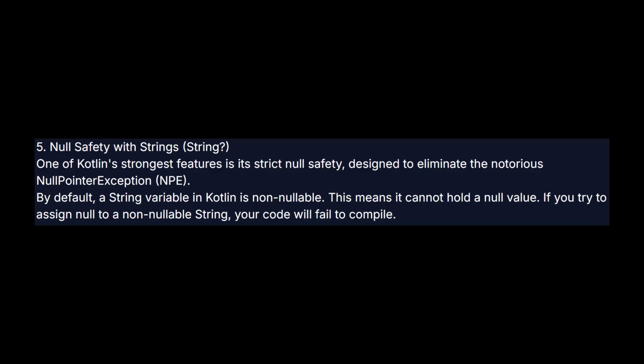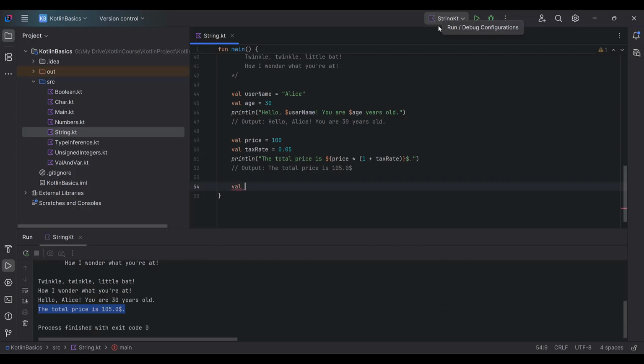One of Kotlin's strongest features is its strict null safety, designed to eliminate the notorious null pointer exception, NPE. By default, a string variable in Kotlin is non-nullable. This means it cannot hold a null value. If you try to assign null to a non-nullable string, your code will fail to compile. Compilation error. Null cannot be a value of a non-nullable type String.